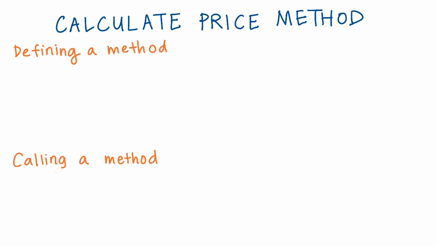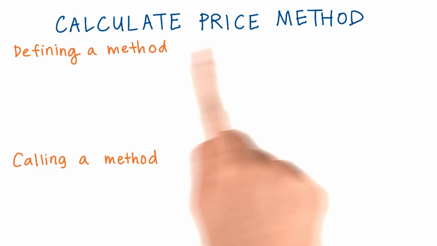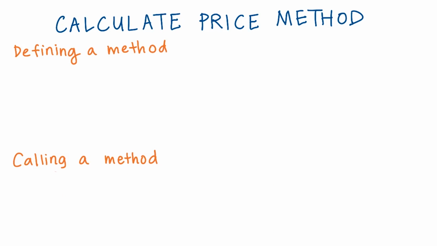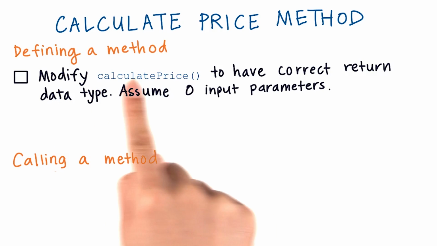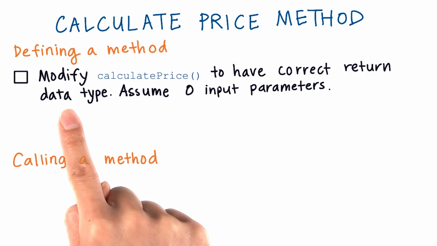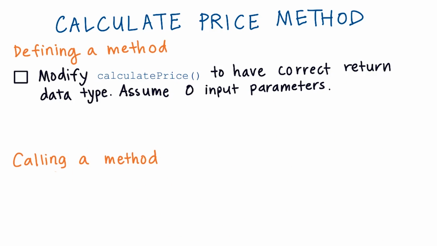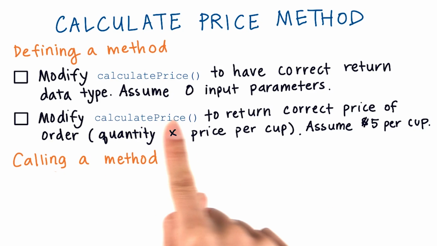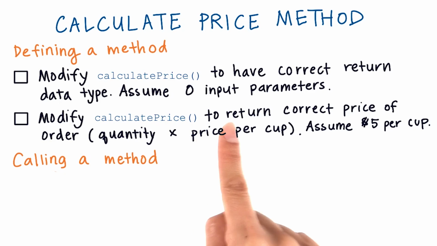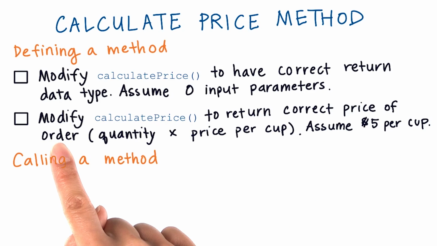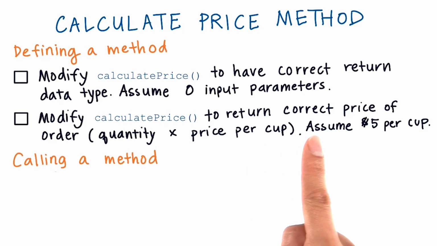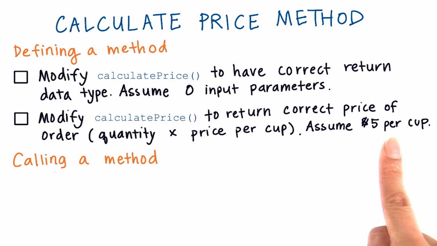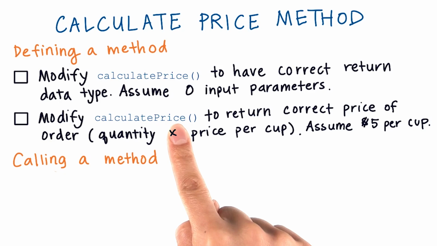For this coding task, you'll be making sure that the calculate price method is getting defined and called properly in the Just Java app. First, focus on how the method is defined. Modify the calculate price method to have the correct return data type in the method signature. Also assume that there's 0 input parameters. The next step is to modify the inside of that method. Make sure that it's returning the correct price of the total order, which is the quantity of cups ordered times the price per cup. You can assume that each cup of coffee costs $5, and you can just hard code that directly into this method.